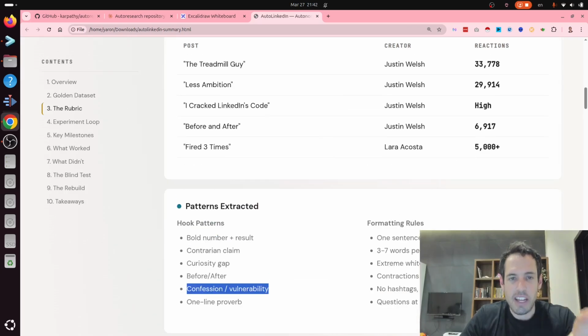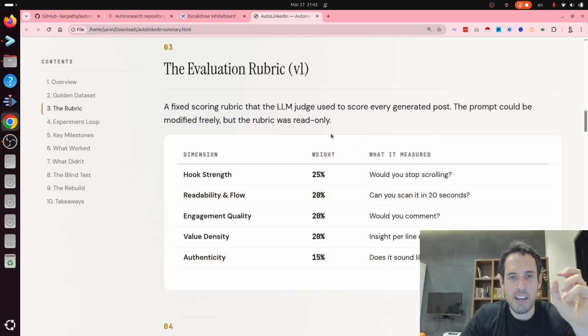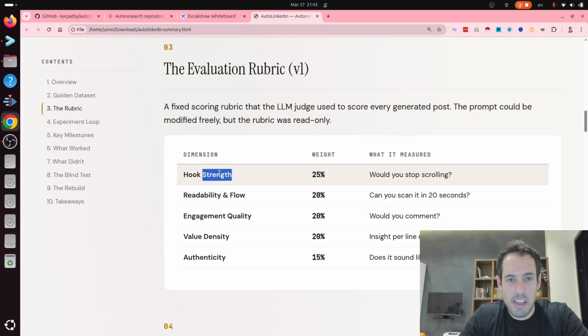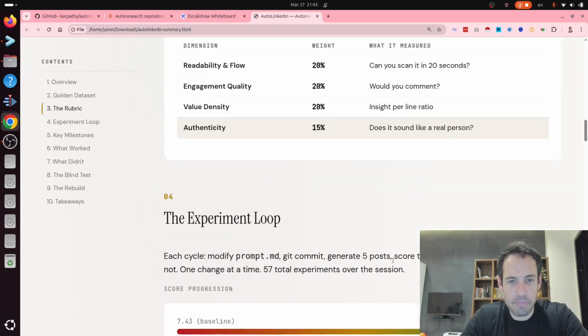Then after analyzing these 15 posts, we generated evals. Evals are ways to measure each post. So the eval dimensions were: how strong is the hook? Would you stop scrolling? Readability and flow: can you scan it in 20 seconds? Engagement quality: would you comment? Value density: what is the insight per line ratio? And authenticity: does it sound like a real person?